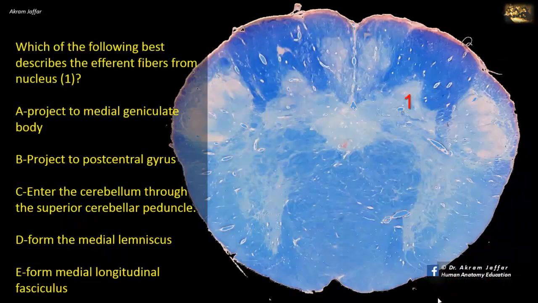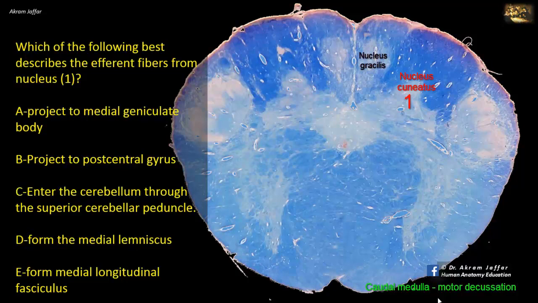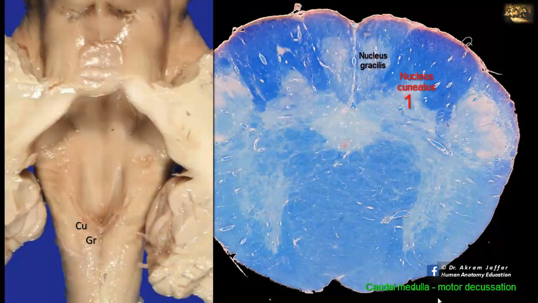Which of the following best describes the efferent fibers from nucleus 1? This is a section of the closed part of the medulla oblongata at the level of the motor decussation. Nuclei appear lighter than fiber tracts in this stain. 1 is a light area and it is thus a nucleus. It is the nucleus cuneatus, located just lateral to the nucleus gracilis. The gracile nucleus begins to form somewhat more caudally than the cuneate nucleus. Thus, it looks bigger in this section. It is expected that in a higher level section, the nucleus cuneatus will become bigger.